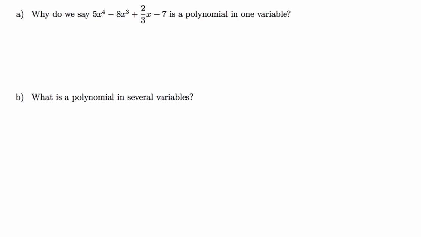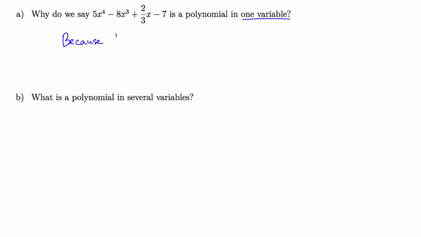In this example, we'll start to work with polynomials that have more than one variable in them. As a starting point, we'll begin with a review of some vocabulary and see how that vocabulary extends when we move into several variables. So the first question, why do we say that the polynomial 5x to the fourth minus 8x to the third plus 2/3 x minus 7 is a polynomial in one variable?